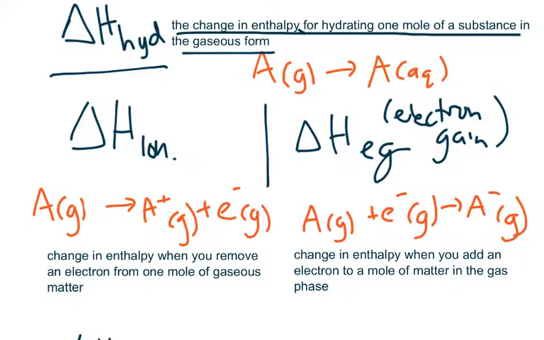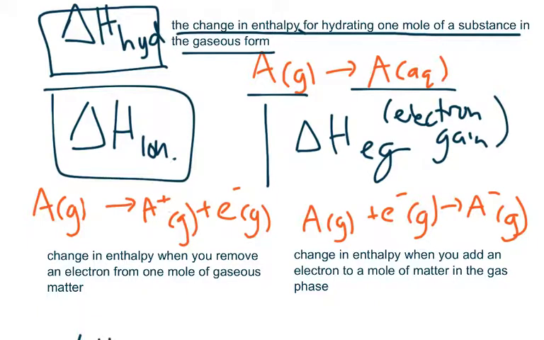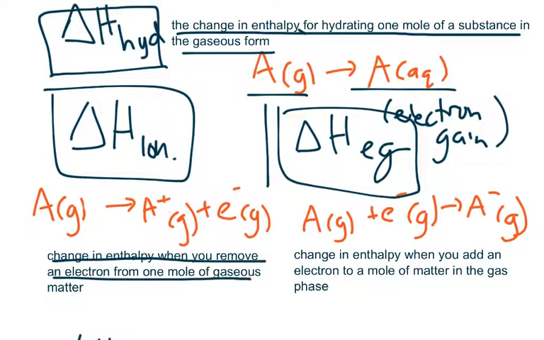In this example, 1 mole of A is converted from a gas into its aqueous form, and the delta H will correspond to that. Now, we have two types of delta H's that are very similar: the delta H of ionization and the delta H of quote-unquote electron gain. The delta H of ionization, which is directly related to ionization energy, is the change in enthalpy when you remove an electron from 1 mole of gaseous matter. So in this example, this becomes this, and 1 mole of electrons is removed.